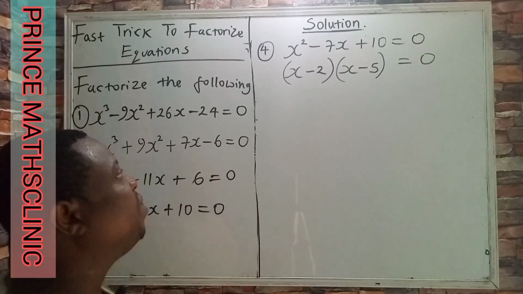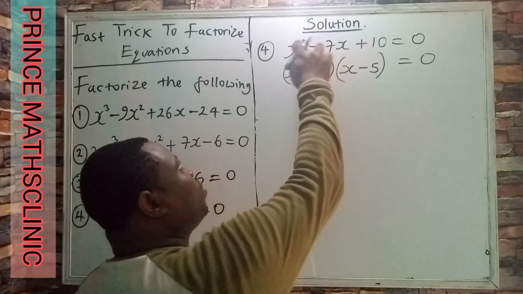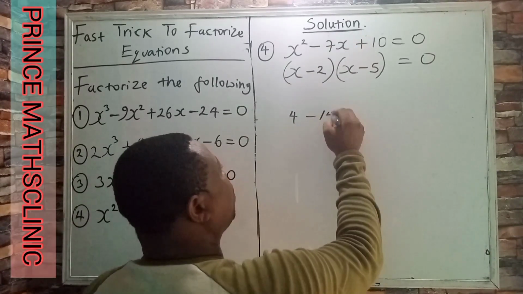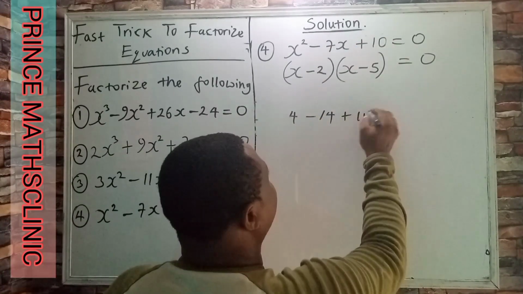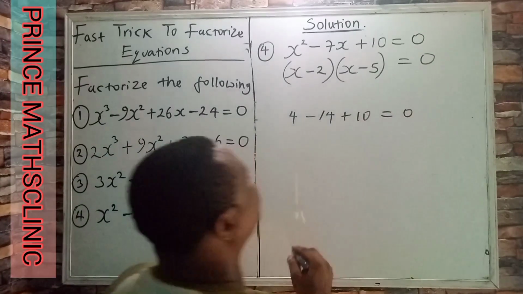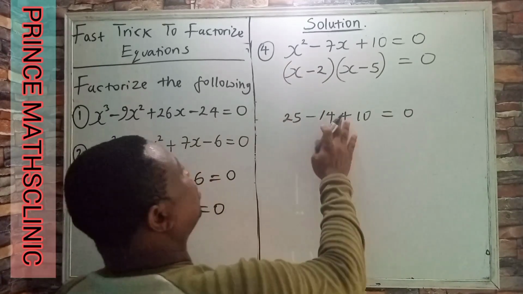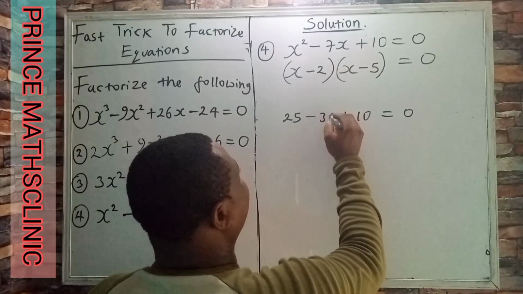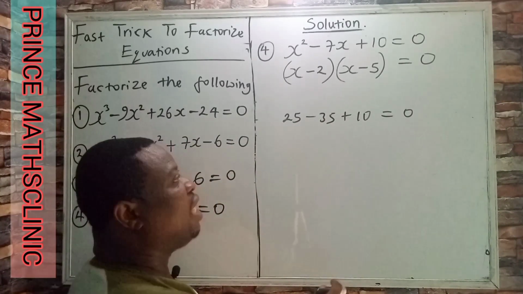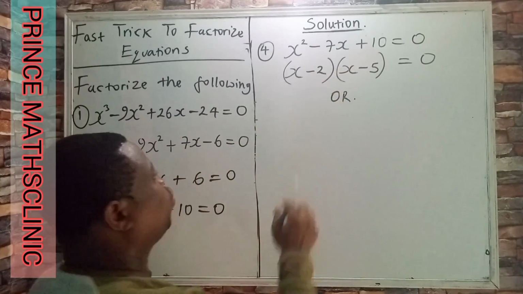So it means that the two values that you put in for x to get 0 here are either 2 or 5. If you do 2 squared here, you get 4. 7 times 2 here is 14. Then plus 10. 4 minus 14 is minus 10. Minus 10 plus 10 gives you what? 0. The same thing if you put 5 here. 5 squared is 25. Then minus 7 times 5 is 35. 25 minus 35 gives you what? Negative 10. Plus 10 gives you what? 0. Having known that, I would like to use the value of x to be 2.